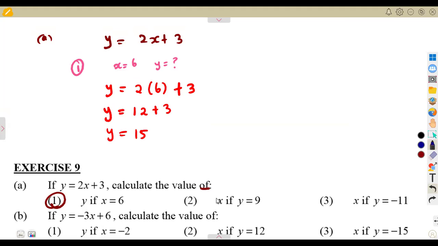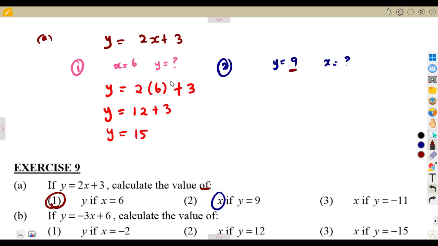All right, let's check number 2. On number 2, on the same equation y is equal to 2x plus 3, this time you need to find x given that y is equal to 9. If y is equal to 9, then what is the value of x? You do not know the value of x. It's just like those flow diagrams. You have an output value, and you need to calculate the input value. So you can just substitute into the equation as it is.